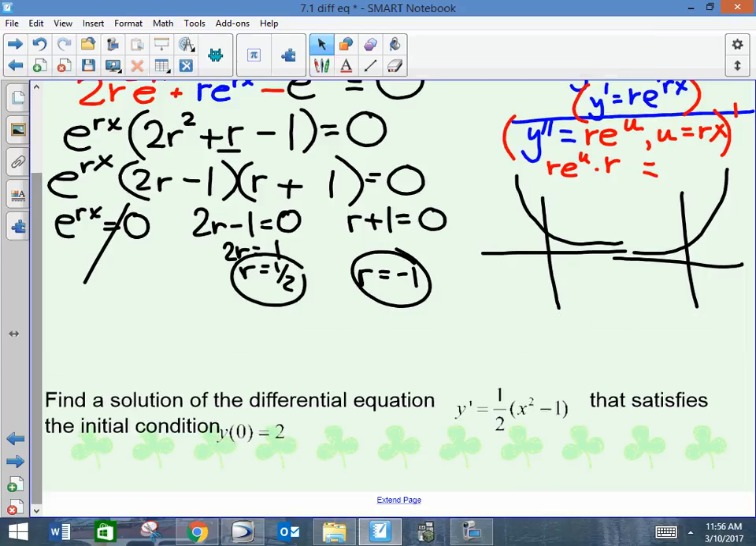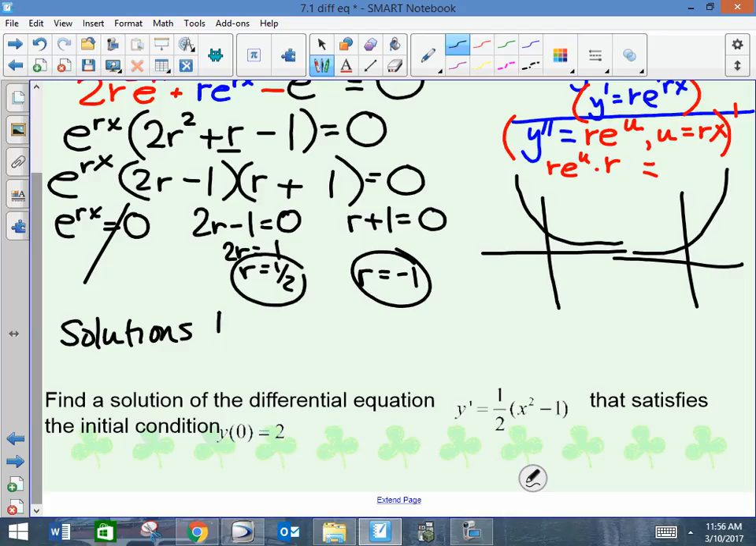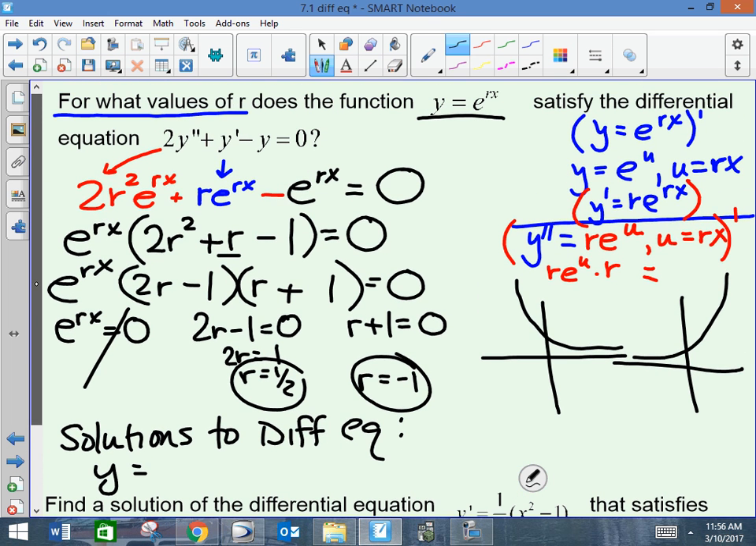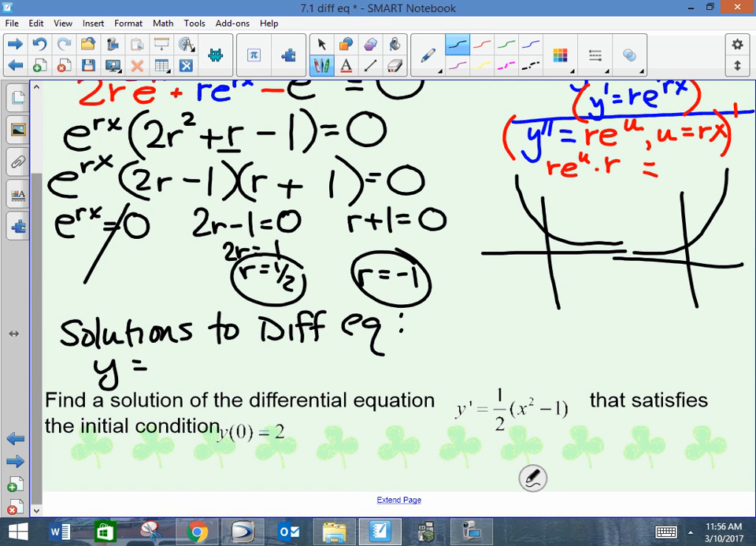They didn't ask, but what are your solutions to that differential equation? y equals e to the -x. Okay, and y equals e to the 1/2 x, or e to the x over 2. Yes, either way. Okay.